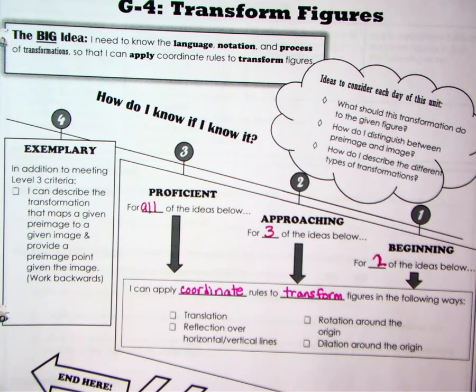Any two of those that you can apply coordinate rules to transform figures in any of those two ways will put you at the 1 for the standard, the beginning level. Being able to use any three of the 4 puts you at approaching proficiency, and being successful with all 4 ideas will put you at proficient. A level 4 exemplary means that you can describe the transformation that maps a given pre-image to a given image and provide a pre-image point if given the image. So that means you're going to be able to work backwards. Those are the 4 on the scale.